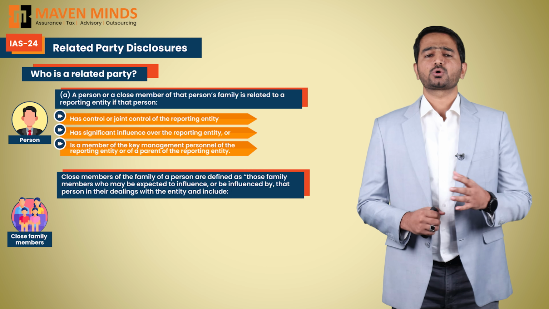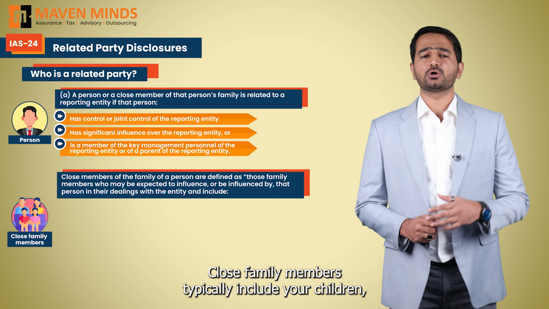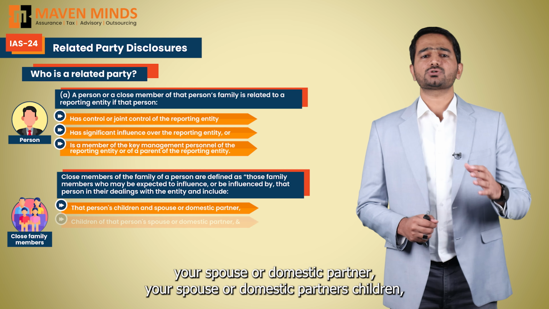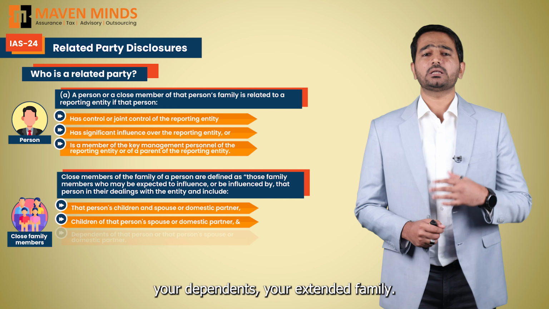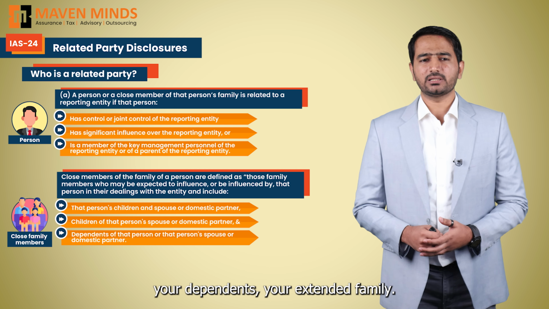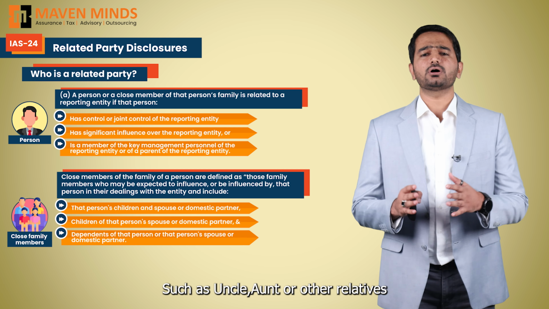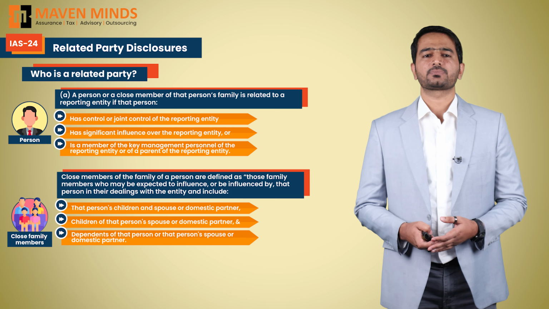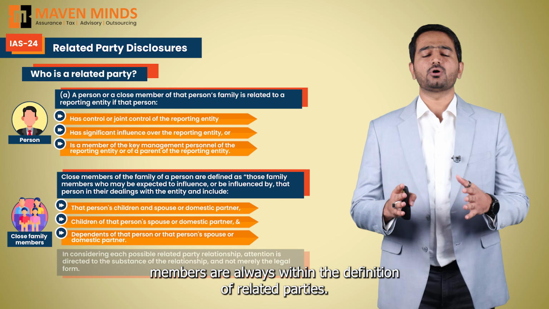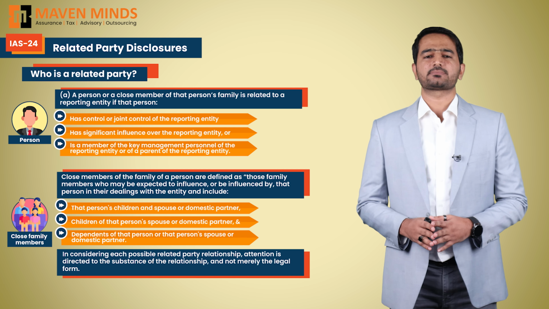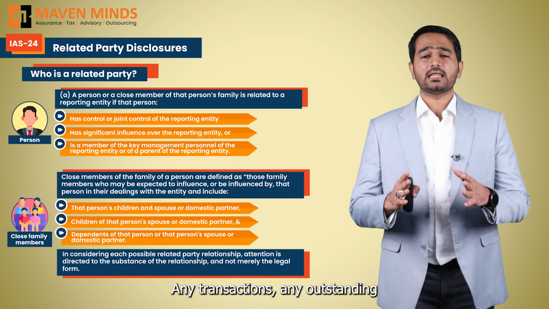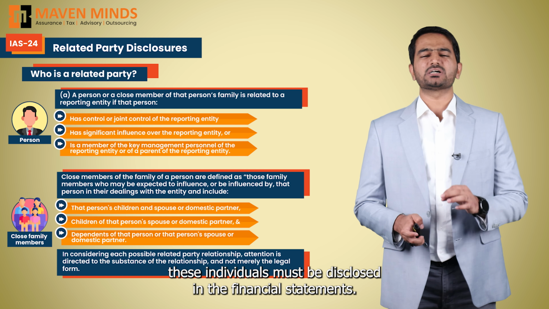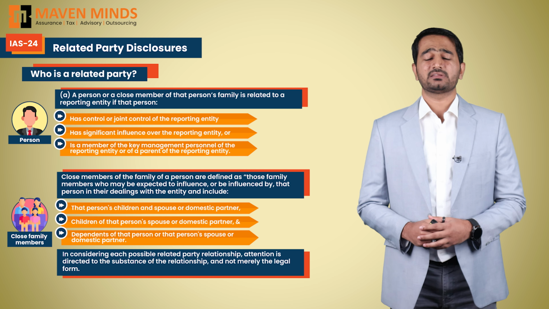related party. Close family members typically include your children, your spouse or domestic partner, your spouse or domestic partner's children, your dependents, your extended family such as uncle, aunt or other relatives who can influence or be influenced by you. These close family members are always within the definition of related parties. Any transactions, any outstanding balances or any commitments involving these individuals must be disclosed in the financial statements.